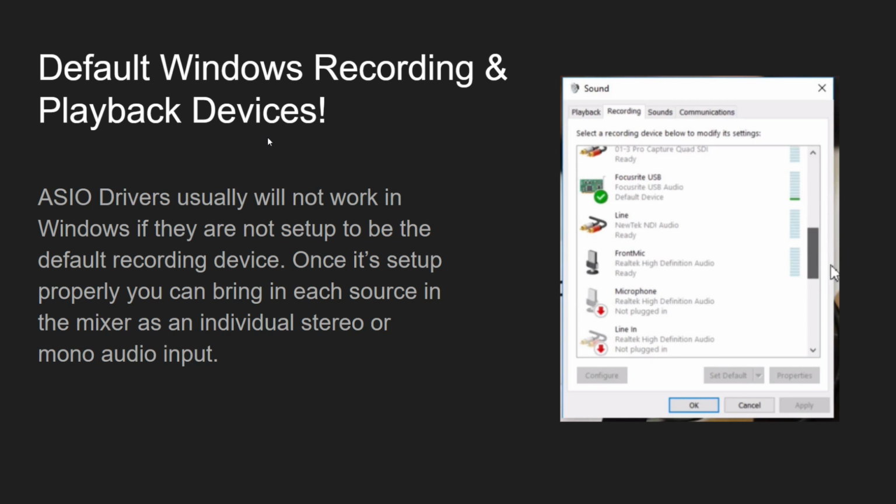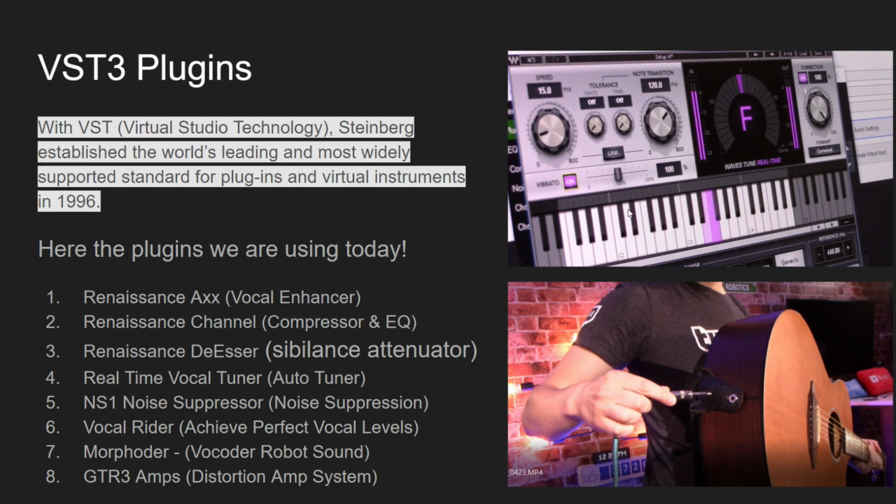Now, ASIO drivers usually will not work in Windows if they're not set up to be the default recording device. So just to save you some trouble, if you're trying to set up ASIO, and I'm using a Focusrite USB audio interface, I set it up as my default device and it works perfectly.